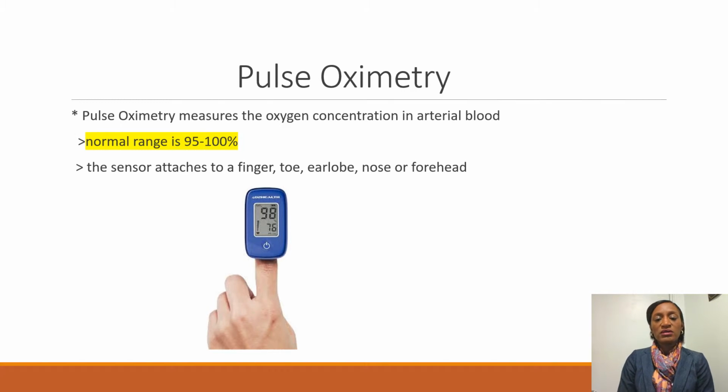Now we will move on to pulse oximetry. Pulse oximetry measures the oxygen concentration in your arterial blood. The normal range is between 95 to 100, and the sensor attaches to a finger, toe, earlobe, nose, or forehead. The most common is to attach it to your finger, and here I am demonstrating the finger with the pulse oximeter attached, and it shows that this person's pulse oximetry reading is 98%. And like I said, the normal range is between 95 to 100%.